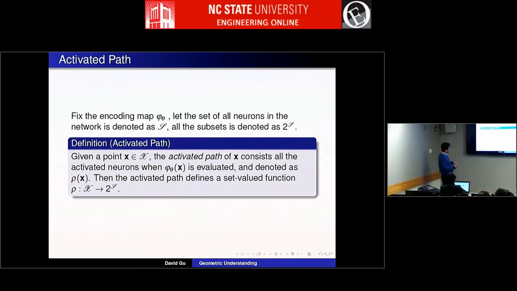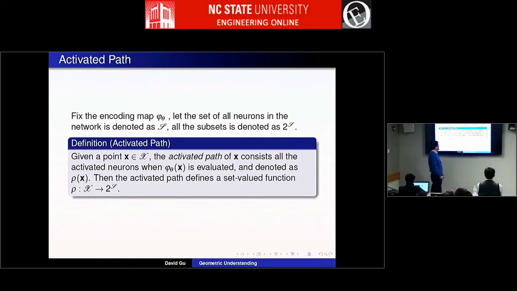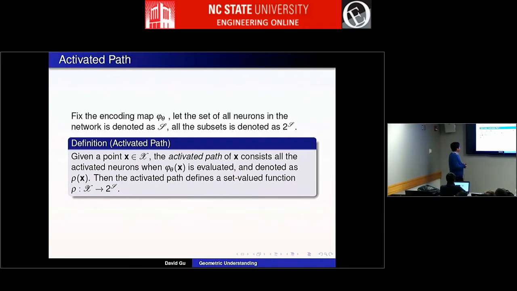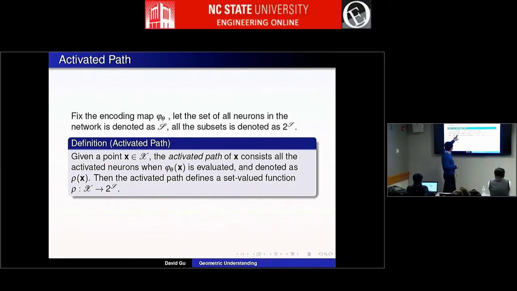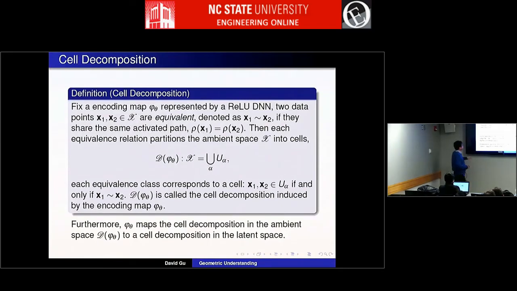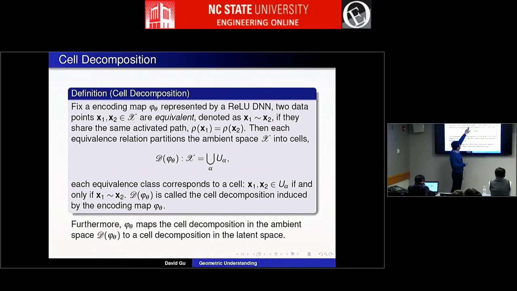Then how can we visualize this piecewise structure? If the whole mapping were linear, it wouldn't make any sense; it is only because of ReLU that everything becomes nonlinear. Given a sample point x, this x will activate some nodes in the network, and the activated nodes will form a path in the network. Given two points x1, x2, we say they are equivalent if they share the same activated path.